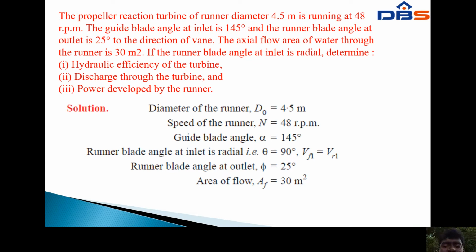First of all, write down the given data. Diameter of the runner d naught equal to 4.5 meters. Speed of the runner n equal to 48 rpm. Guide blade angle alpha equal to 145. Runner blade angle at inlet radial, theta equal to 90, Vf1 equal to Vr1. Runner blade angle at outlet phi equal to 25. Area of flow Af equal to 30 meter square.